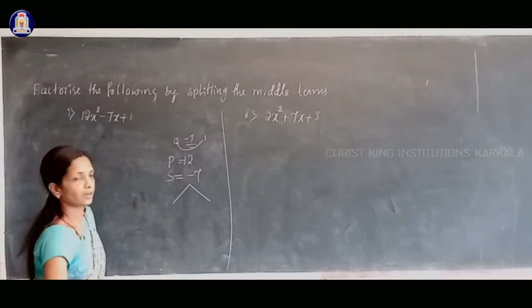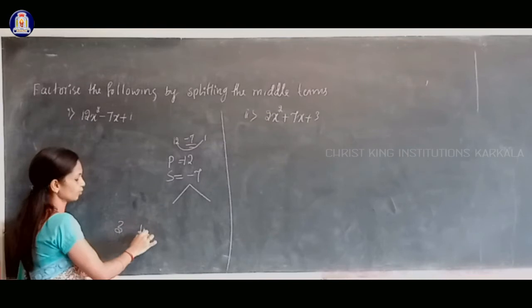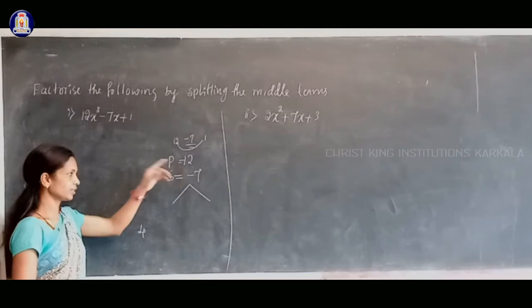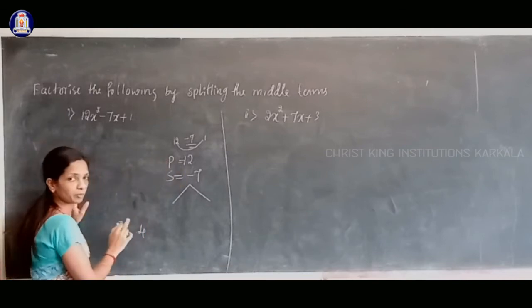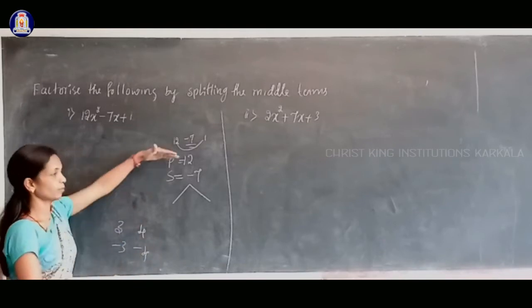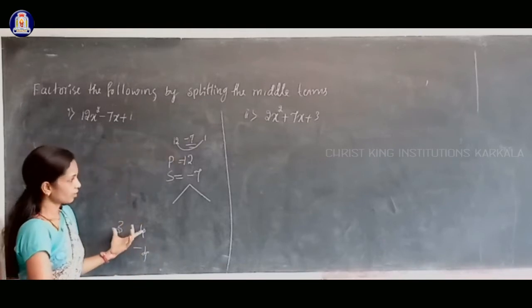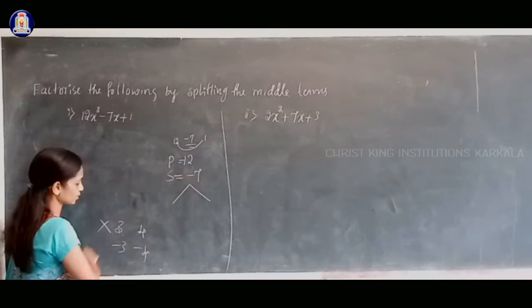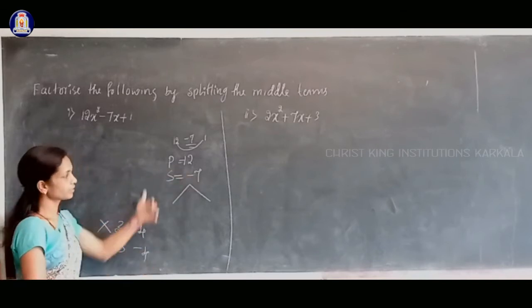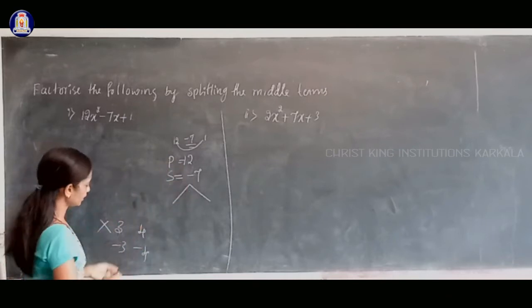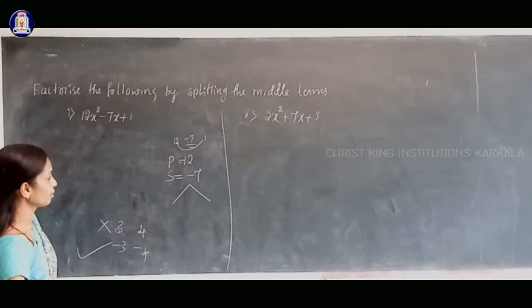Next we go for 3 and 4. Okay, 3 and 4. Can we take 3 and 4? See, 3 into 4 is plus 12. Product is plus 12 means both should be either positive or both should be negative. Either like this or like this, then only you will get a product of plus 12. So which of these possibilities can we take? 3 into 4, if you take both plus then the sum is not minus 7, so you cannot take this possibility. Minus 3 minus 4, product is plus 12 and sum is also minus 7. Okay, so we can take this possibility, minus 3 and minus 4.